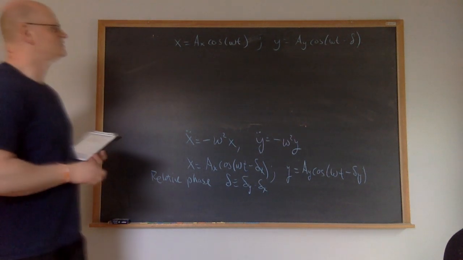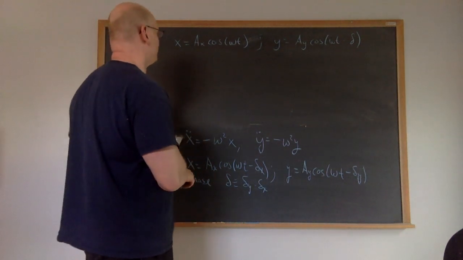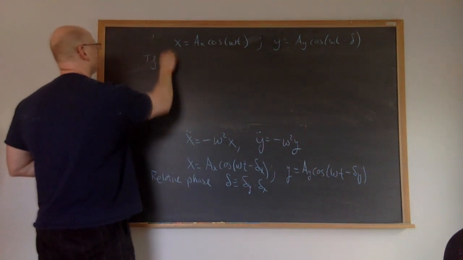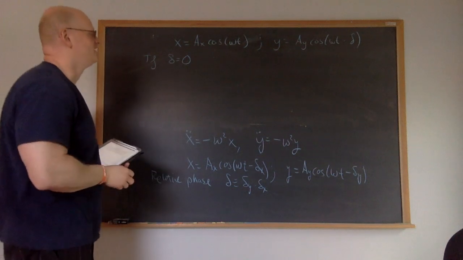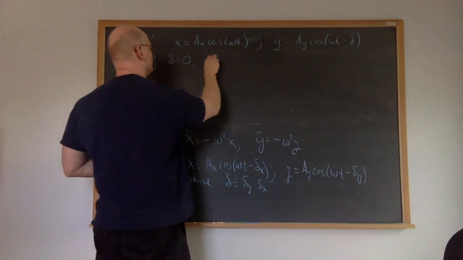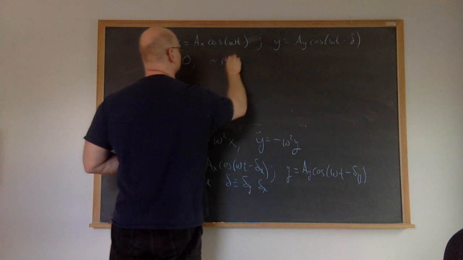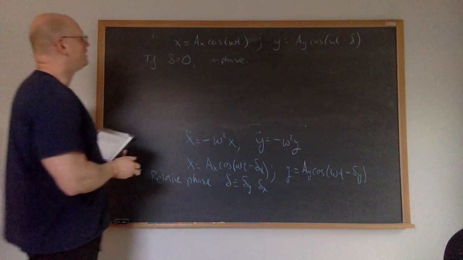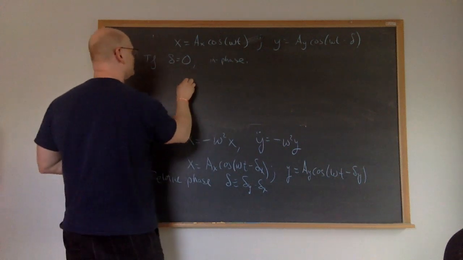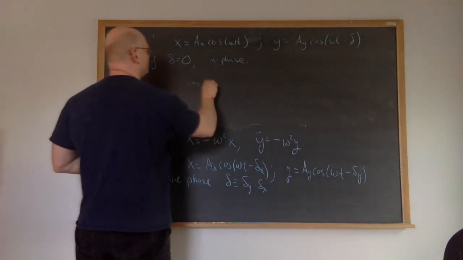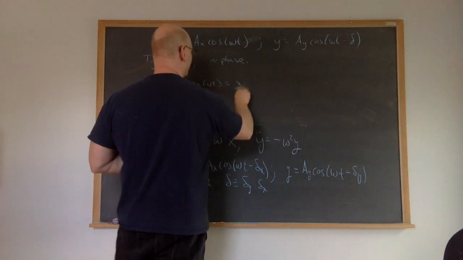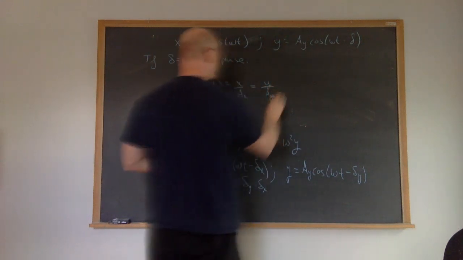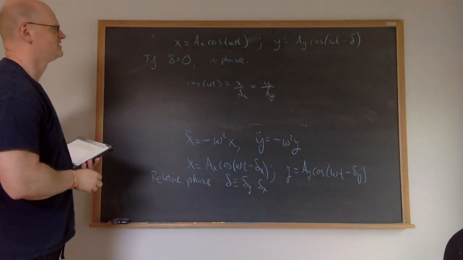And let's look at what happens for different relative phases. So first, let's look at if our relative phase is equal to 0, meaning that these two things are in phase with each other. So what happens in this case? Well, in this case, if we solve this for cosine, we get that cosine of omega t is equal to x divided by Ax, which is also equal to y divided by Ay.